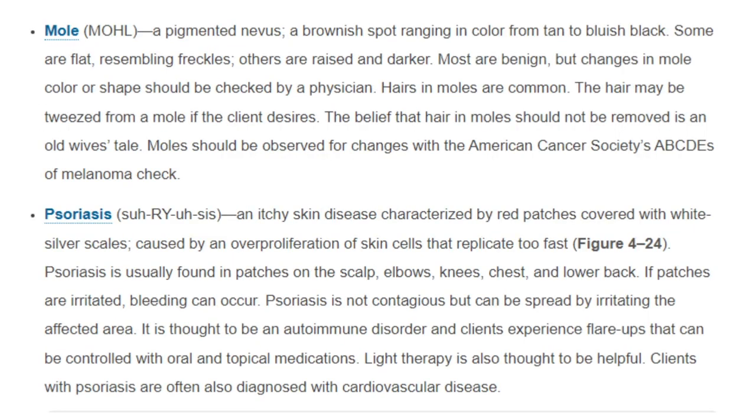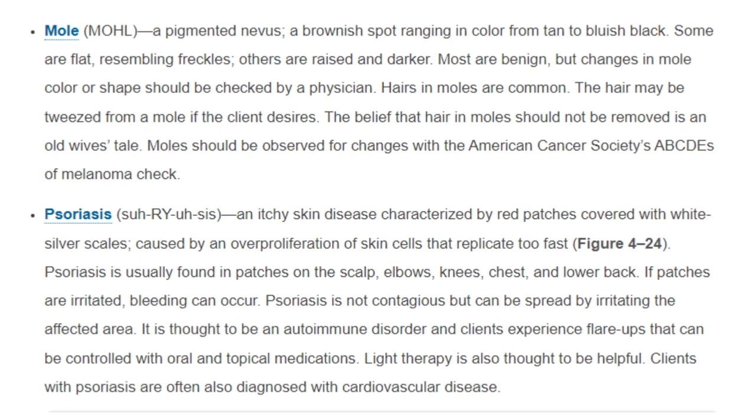Mole, a pigmented nevus, a brownish spot ranging in color from tan to bluish-black. Some are flat, resembling freckles, others are raised and darker. Most are benign, but changes in mole color or shape should be checked by a physician. Hairs in moles are common. The hair may be tweezed from a mole if the client desires. The belief that hair in moles should not be removed is an old wives' tale. Moles should be observed for changes with the American Cancer Society's ABCDEs of melanoma check.